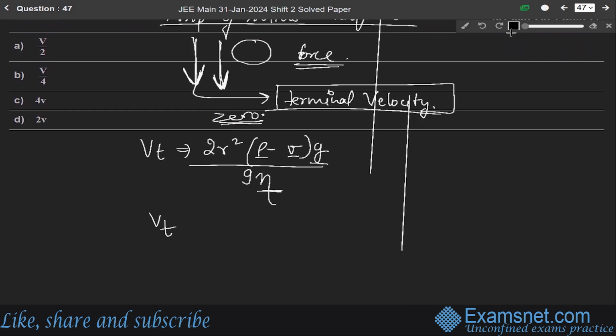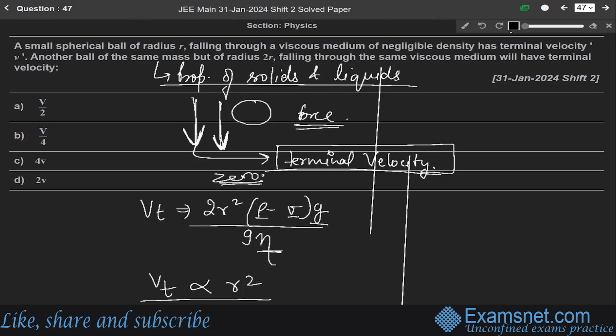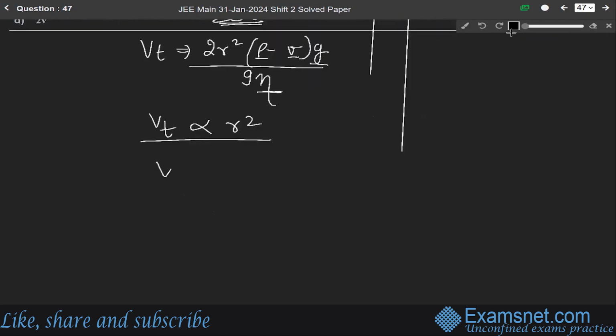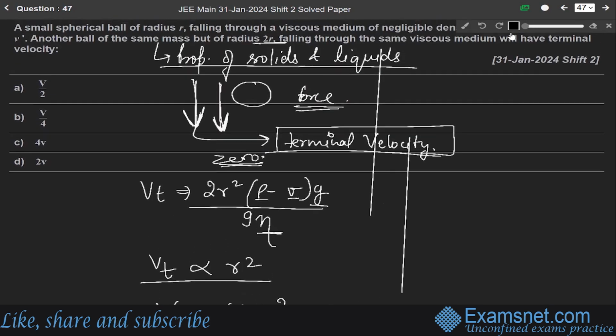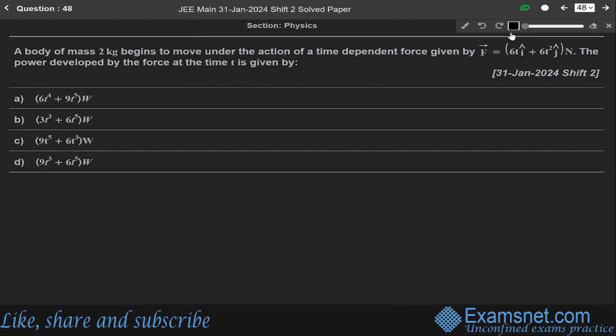So the terminal velocity is directly proportional to r square. According to the question, when the radius becomes 2r, the terminal velocity becomes proportional to (2r) whole square, which means 4r square, so 4 times. Okay, so the correct option is option C, that is, it becomes 4 times the original velocity. Now next question 48.